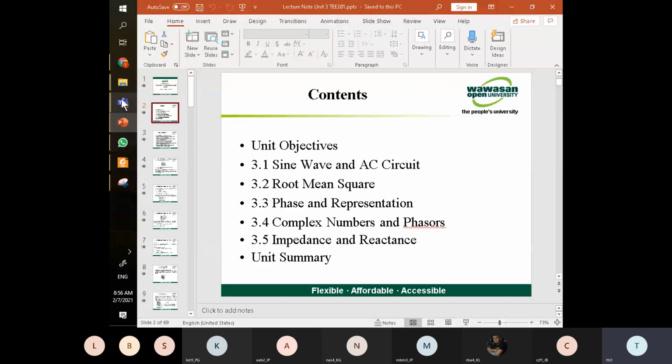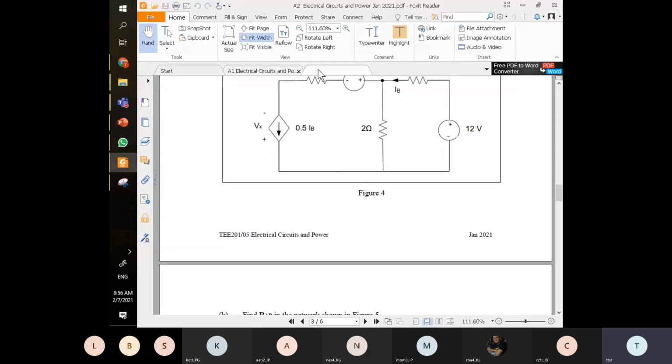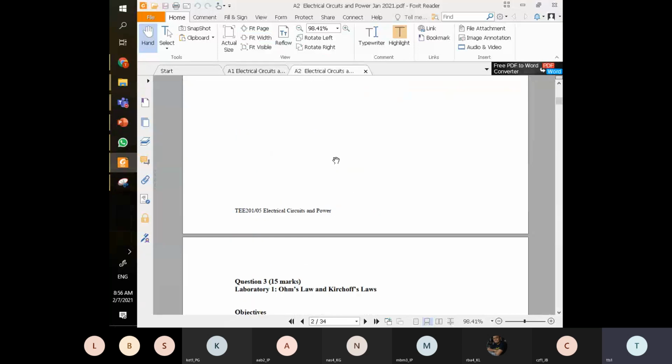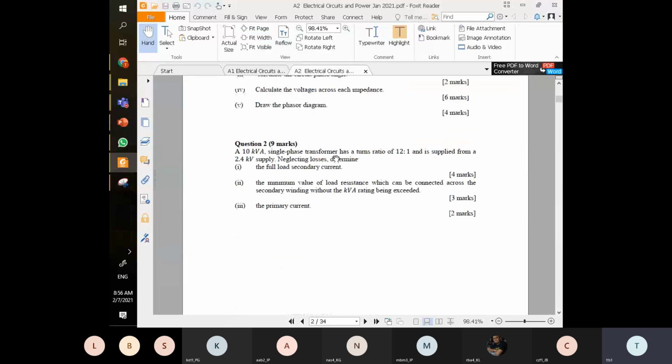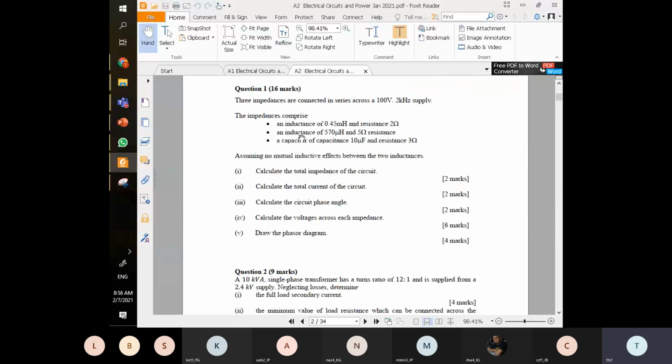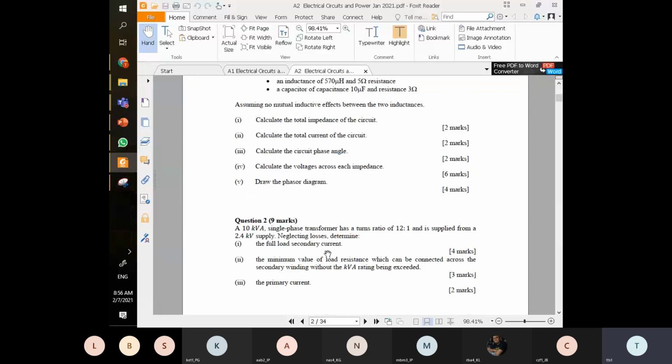For your assignment number 2, last time we skipped question 1 and 2, as you know. Question 1 and question 2 are actually in Unit 4. So what I can help you with before the 6th of March.